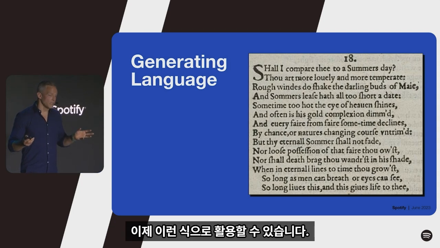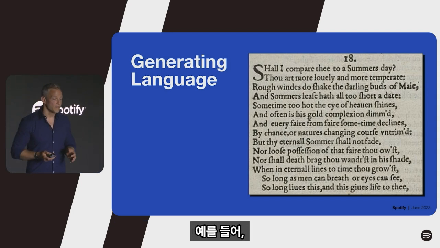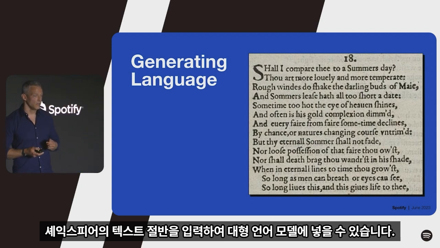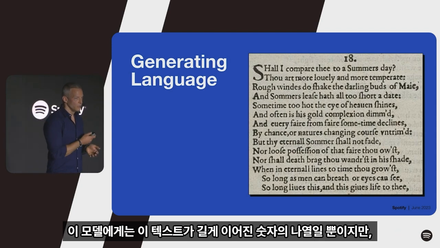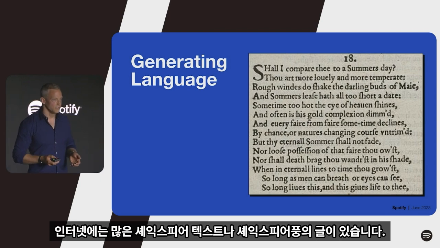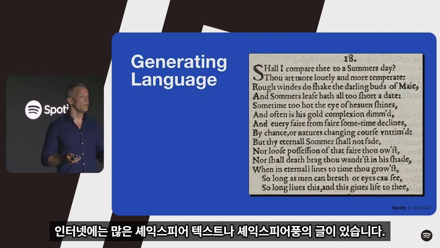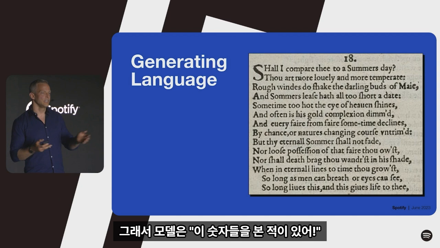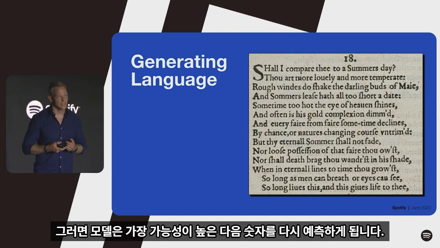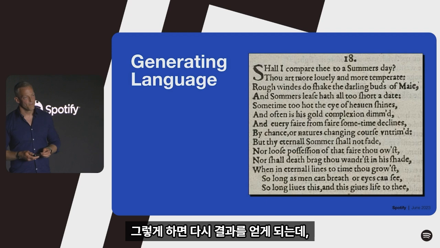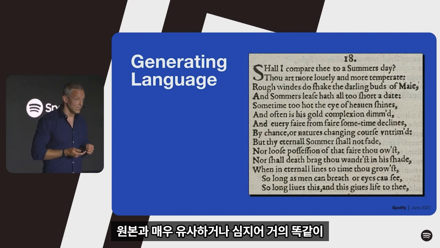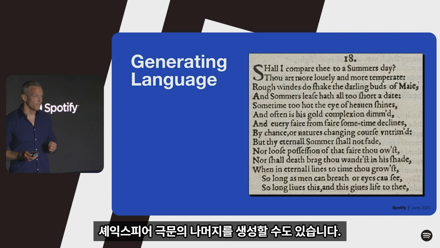So now we can do something like this. You could, for example, feed in half of a Shakespeare text into the large language model, which to the language model, again, will be a long series of numbers, but it will have seen these numbers on the internet. There's a lot of Shakespeare text on the internet, Shakespeare or Shakespearean text. So it's going to say like, hey, I recognize these numbers. I know what comes next. So if you just take the most likely next numbers again and again, you are going to get something that is either very close or quite literally actually the rest of this Shakespeare play.